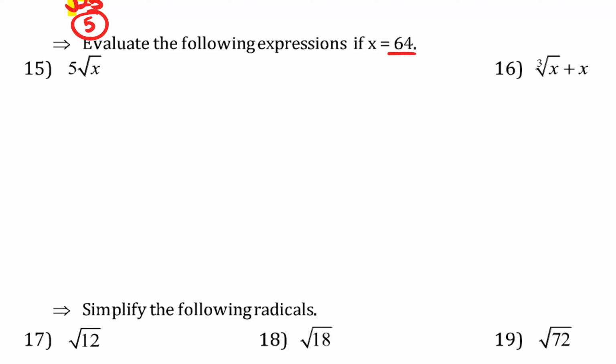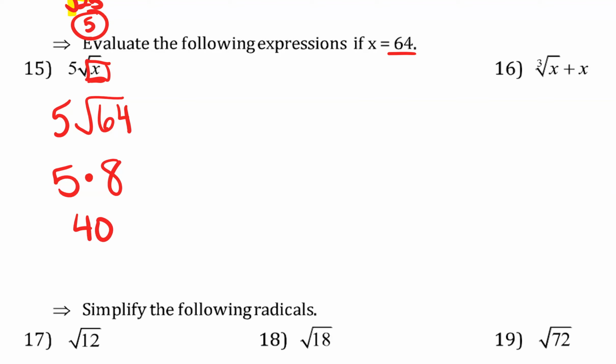So all that means is anytime we see an x, we replace it with 64. So on this one, I'm replacing this with 64. Everything else stays the same though. We always want to reduce the radical first, or anything under the radical first. So I'm going to reduce 64, which is going to give me 8. But I still have the 5. Since these were right next to each other, that means we were multiplying them. 5 times 8 is 40.